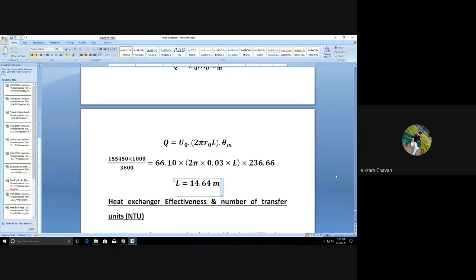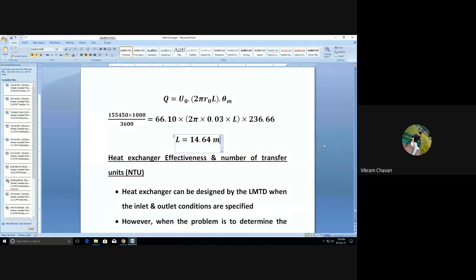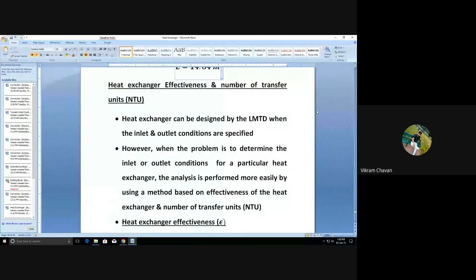So then can I move ahead to the next point? Write down the heading as heat exchanger effectiveness and number of transfer units.